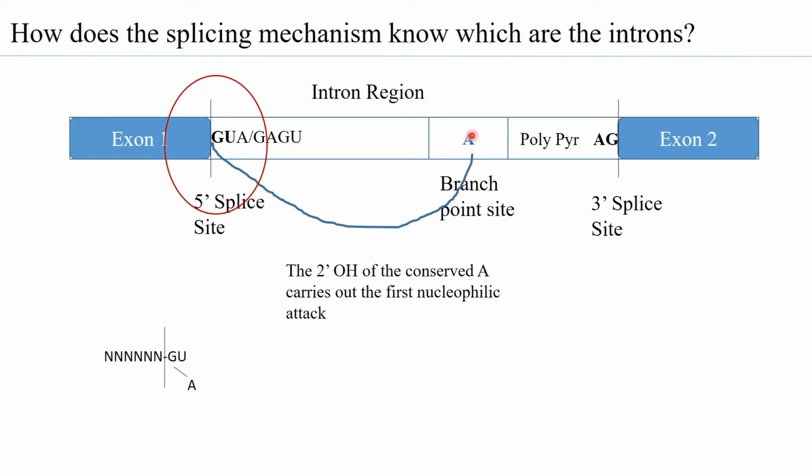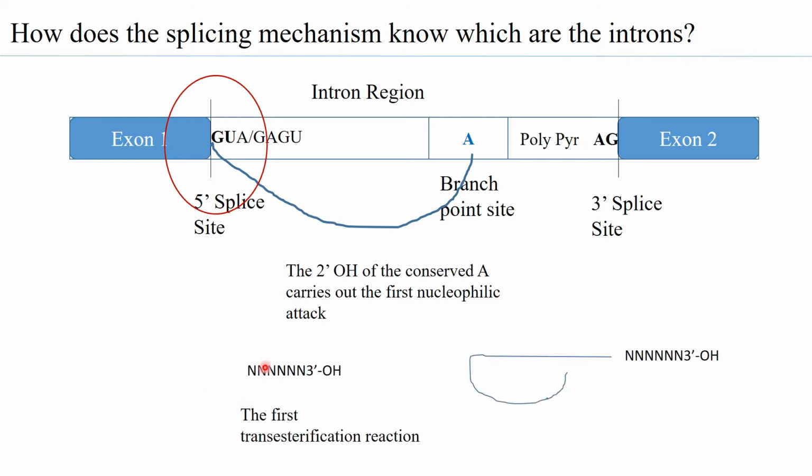So you basically will have the A of the branch point in an interaction with the G of the 5' splice site of the intron. So let's look at this clearly. Because of the first transesterification reaction, you would now have the exon 1 with its 3' OH free, because that phosphodiester bond is broken to leave a 5' phosphate on the G and the 3' OH of the N of the exon.